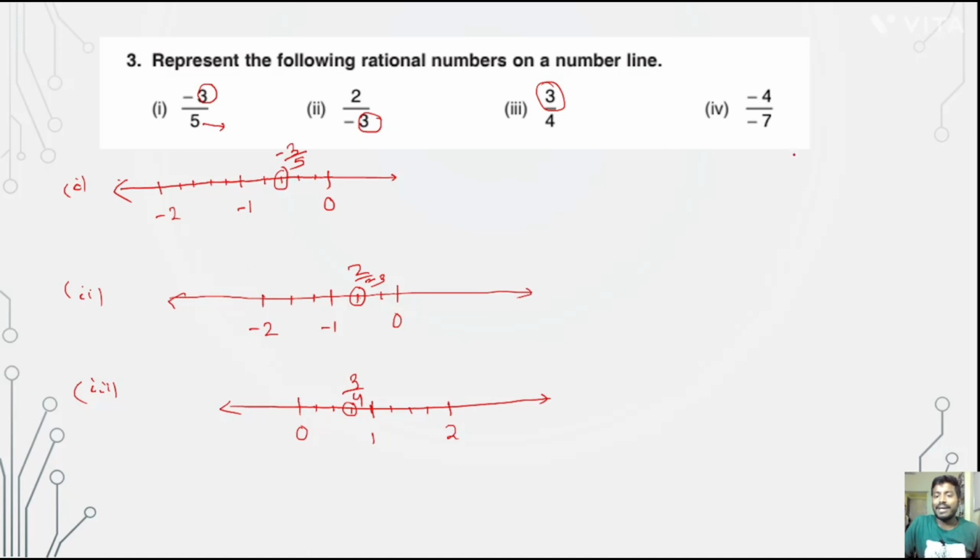Okay. Now minus 4 by 7. First draw a number line. This is 0. This is 1, 2, 3, 4, 5, 6, 7. 7 means 1. Again 1, 2, 3, 4, 5, 6, 7, 2. Clear? Now 4 means 1, 2, 3, 4. Here is minus 4 by minus 7. It is also a positive rational number. Minus 4 by minus 7, we can write only 4 by 7. Clear? Understand?